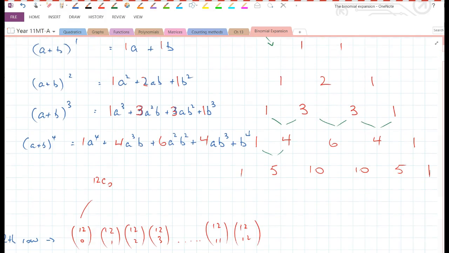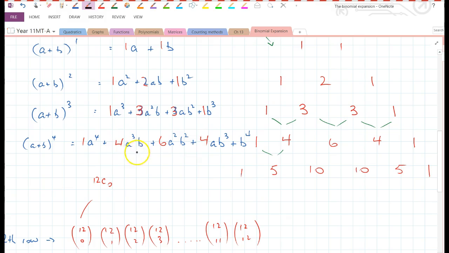Loads of patterns. Okay, so what we then needed to establish was, okay, well, I get this situation, and we've got a power here, and whatever the value of that is, I've got one more term than that in the expansion, so a power 4 has got 5 terms. And if we pull out the coefficients, they make this nice Pascal's triangle. But the other thing to note is that the powers of a, in this instance, descend from a to the power 4, a to the power 3, a squared, a to the power 1, a to the power 0.